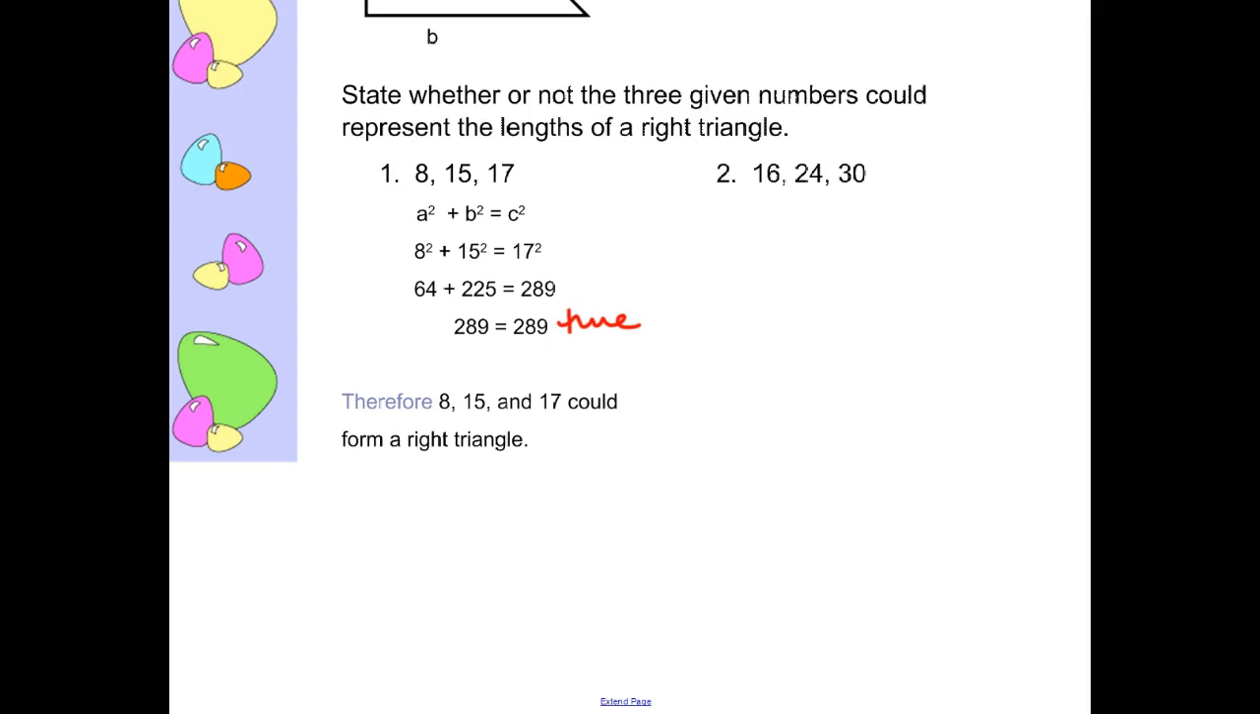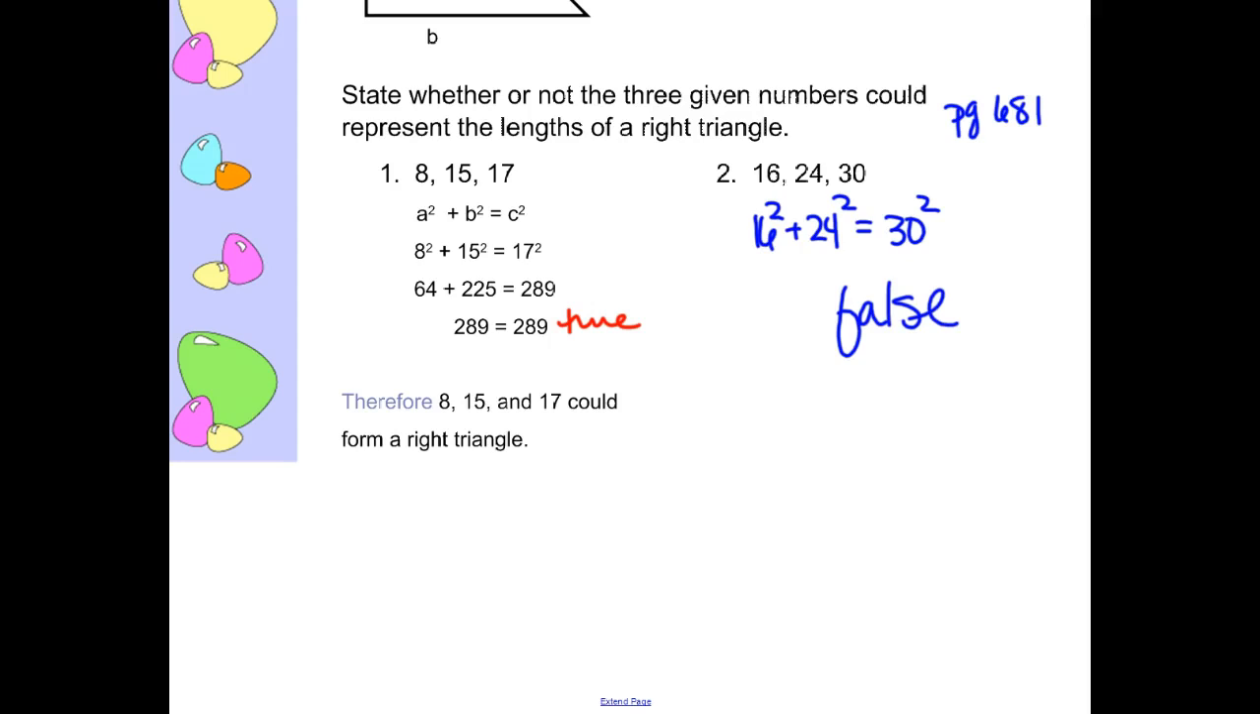Now, let's let everybody go ahead and try number 2. Again, we're going to have 16 squared plus 24 squared equals 30 squared. Go ahead, you can use your chart on page 681, and let's see if we get a true statement or a false statement. That's right, we got a false statement. So a triangle that has sides that measure 16, 24, and 30 could not form a right triangle.